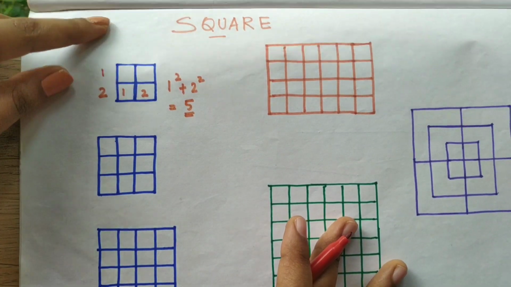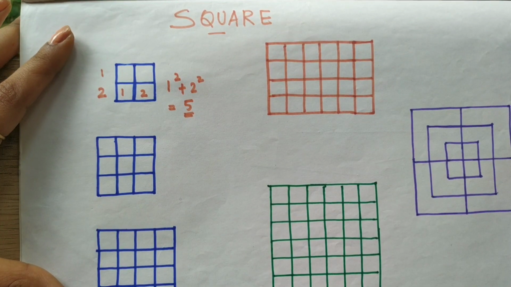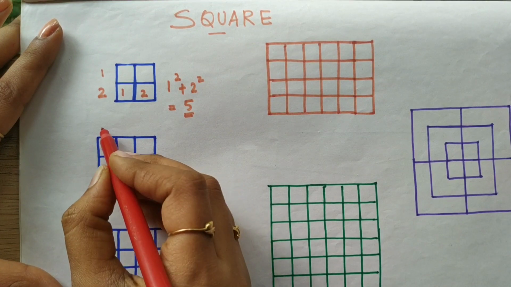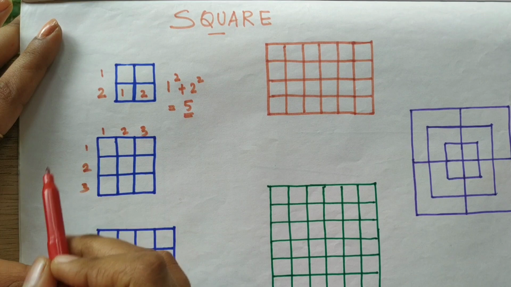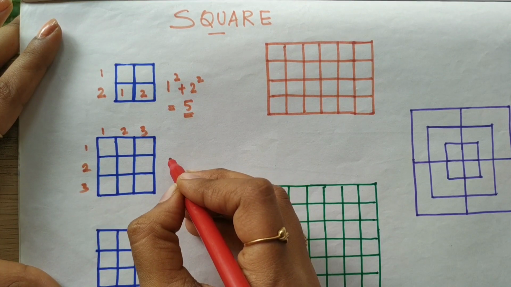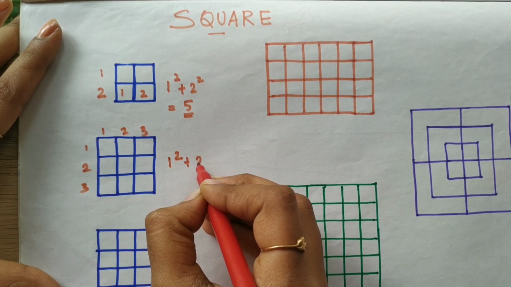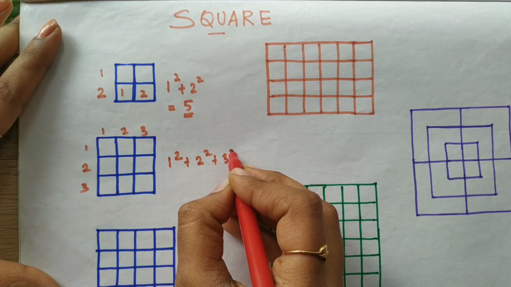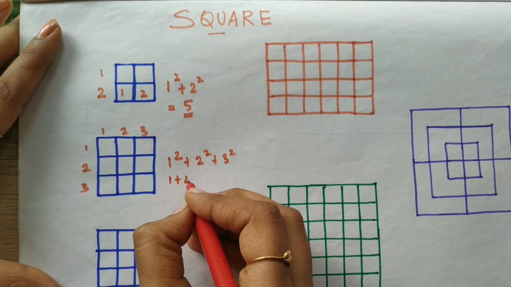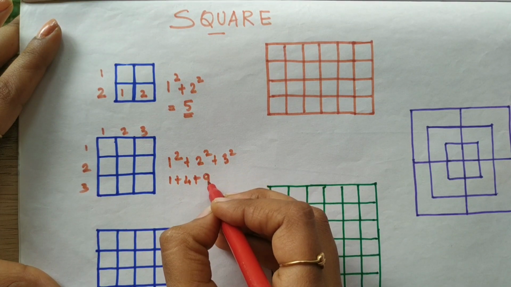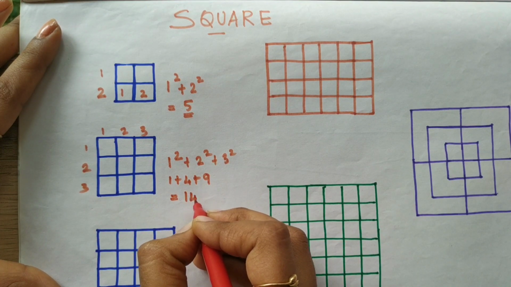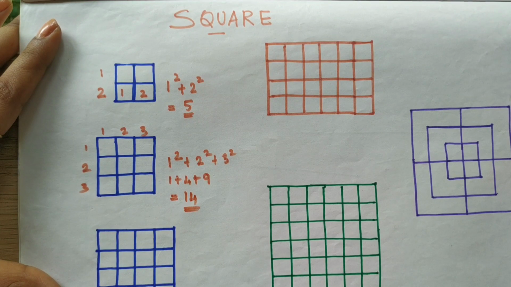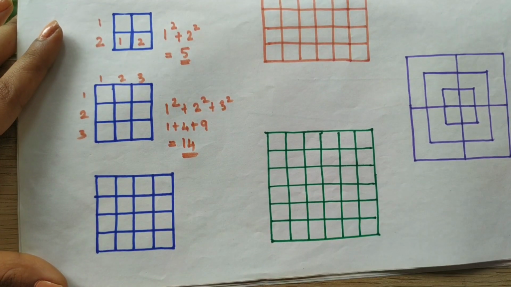Consider this. Here 1, 2, 3 and 1, 2, 3. So again it is a square. So here it is 1 square plus 2 square plus 3 square. So 1 plus 4 plus 9. Right? So the answer is 14. Let's move on to the next one.